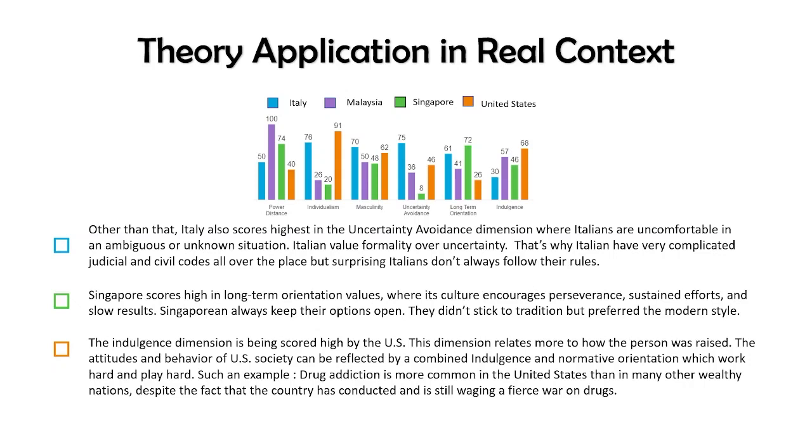The indulgence dimension is scored high by the US. This dimension relates more to how the person was raised. The attitude and behavior of US society can be reflected by a combined indulgence and normative orientation, which is work hard and play hard. For example, drug addiction is more common in the United States than in many other wealthy nations, despite the fact that the country has conducted and is still waging a war on drugs.